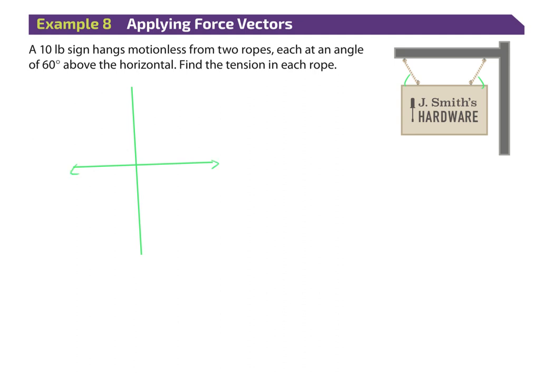And I am going to draw what's happening with my sign. Well, my sign is pulling down on it at 10 pounds, right? That's what we know. From the horizon, the two ropes are pulling up. So each rope is pulling up. That looks more like 45. So we'll do it something like that. Up. We'll say those are about 60 sketched, right? Okay, so that's what's happening.